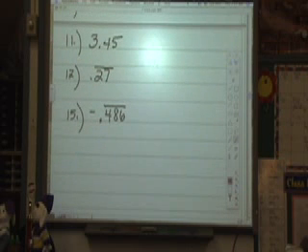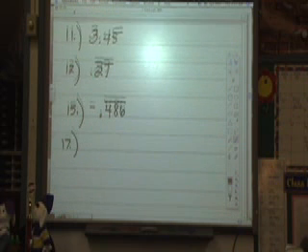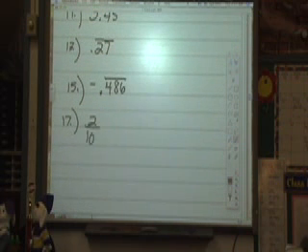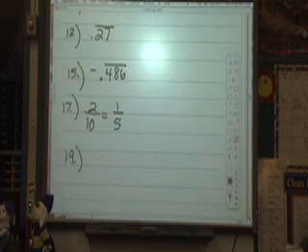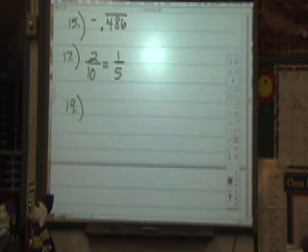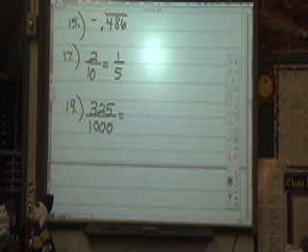17, read the decimal and then write the fraction and we'll simplify. So 0.2 is read how, Nicholas? 2/10, and we simplify, we got our fraction, you just have to simplify it. 1/5. 19, read that one, Maria. 325 over 1,000. How many quarters in 325? 13. And we know there are 4 quarters in 100 and there's a 0, so that's it.